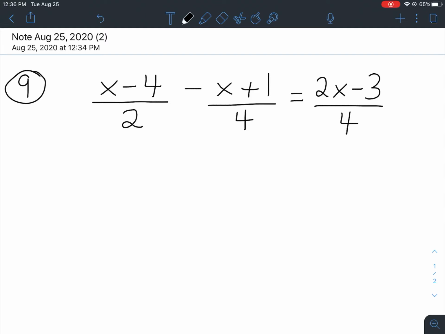Hi guys, today we're going to continue off where we left off in your notes this week. So find your notebook and start at number 9 here and write down this problem.